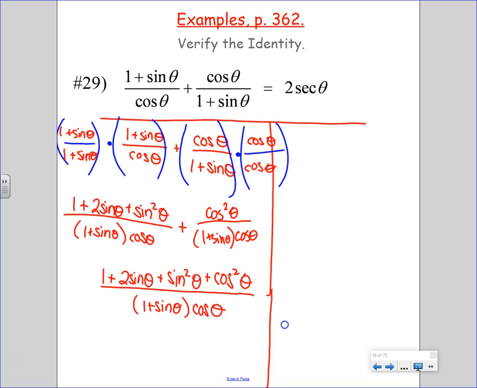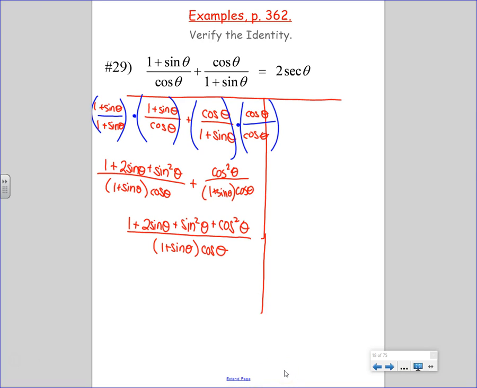Does anybody see a property we can use? We could distribute, but I'm not sure it's going to help. 1 plus 2 sine of theta, that's not any sort of formula I know, but wait. And sine squared, look at the Pythagoreans, go back and look at your table if you need to. So this entire thing can become sine squared plus cosine squared, just this part can become a plus 1. Wait, I have a 1. So it's a 1 plus 1, 2.